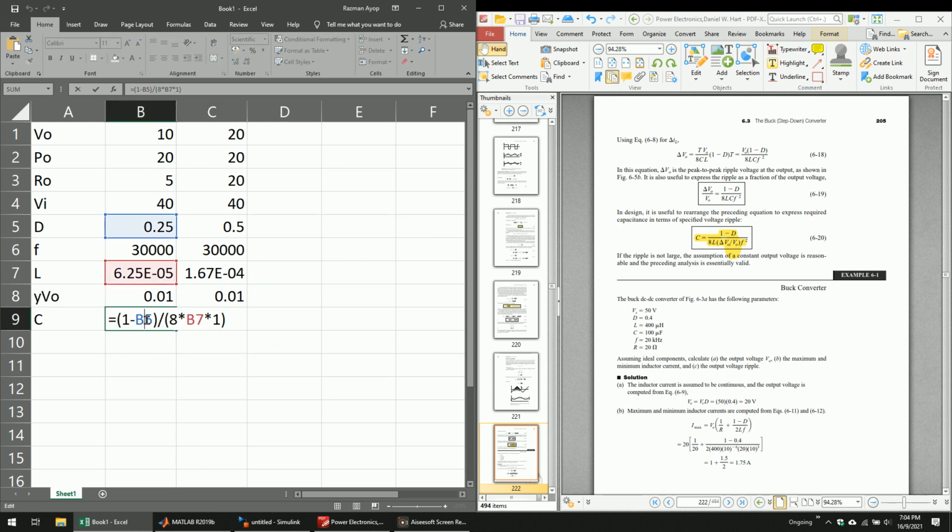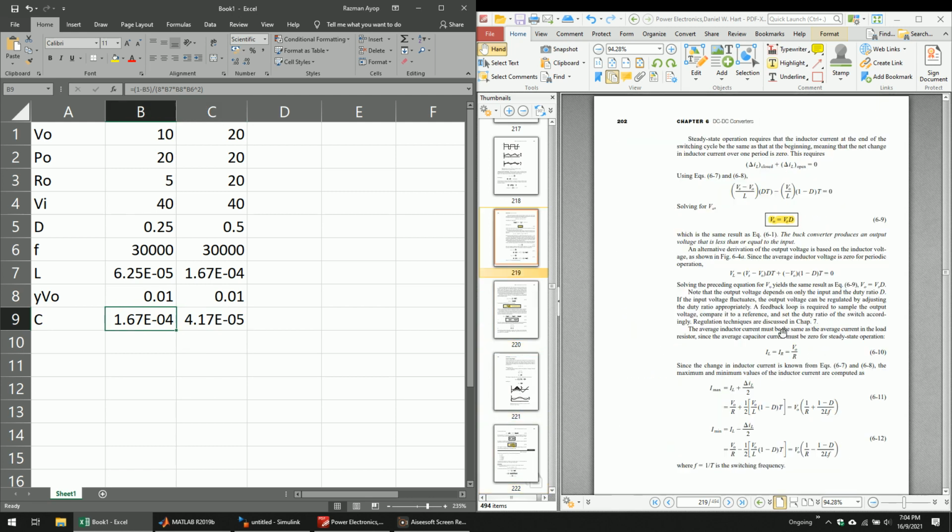We continue back here. The ripple factor is, instead of 1, this one. And then multiply by the frequency power of 2. So automatically you get the capacitor. So you get 2 values.